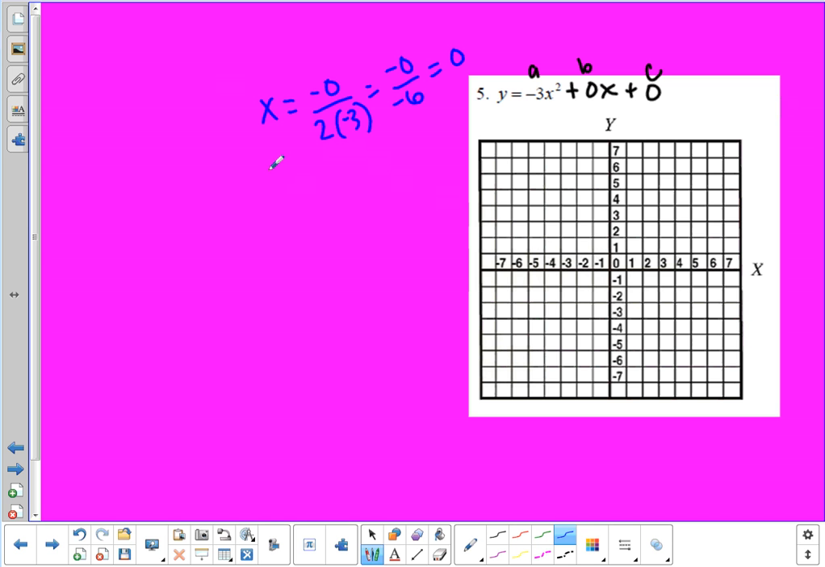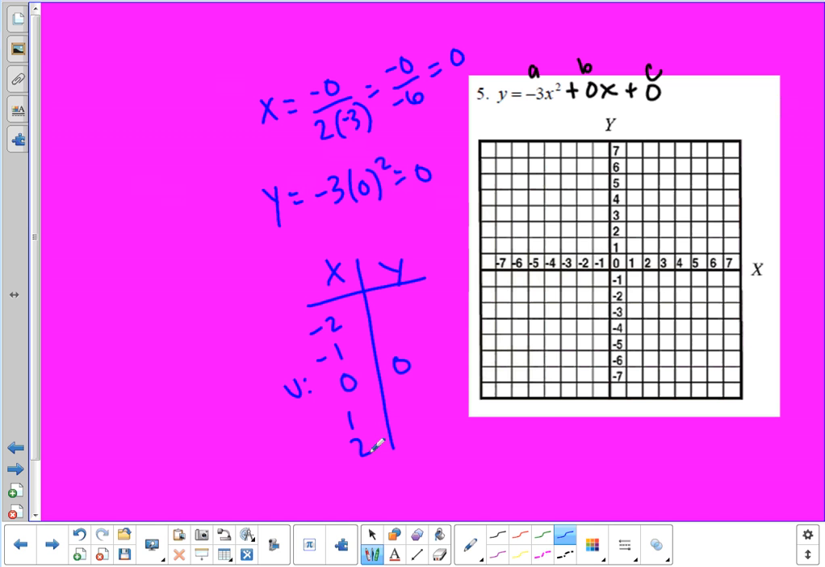If I plug that back in, I'd have negative 3 times 0 squared, which is still 0. So I know that my vertex is actually 0, 0 in this case. So then I need to go to negative 1 and negative 2 and also 1 and 2. I'm just going to find the y values for 1 and 2 and mirror them across that vertex. So my y value for 1 is negative 3 times 1 squared. That's y equals negative 3.